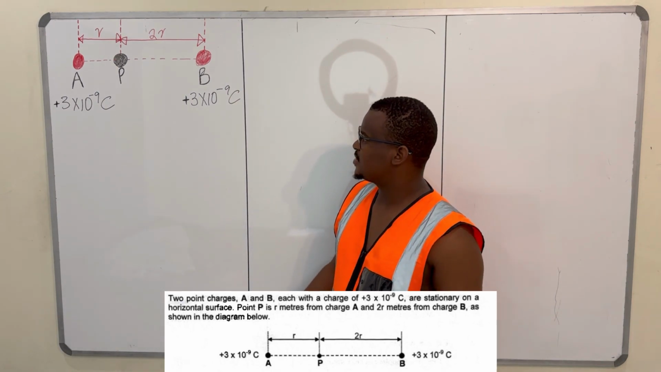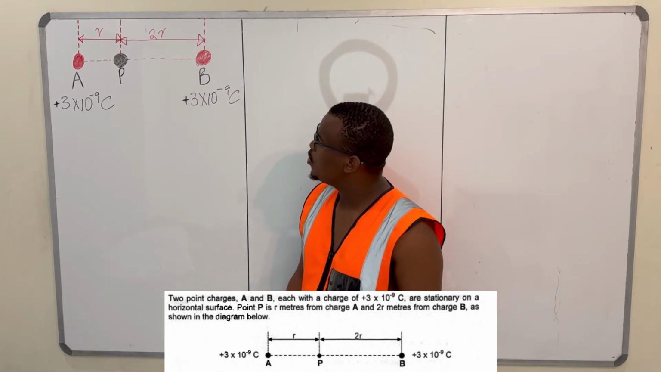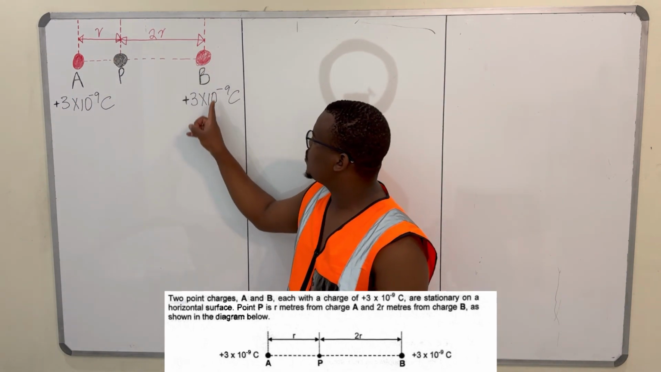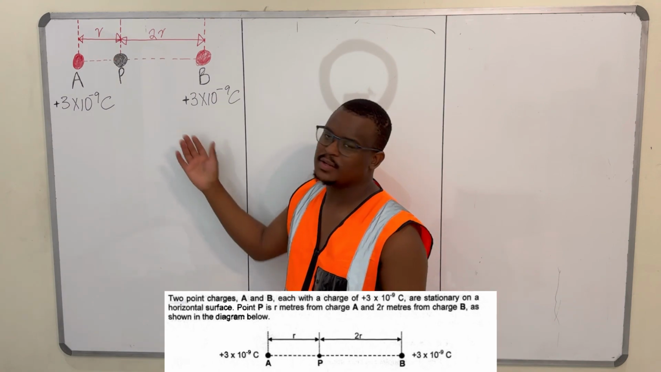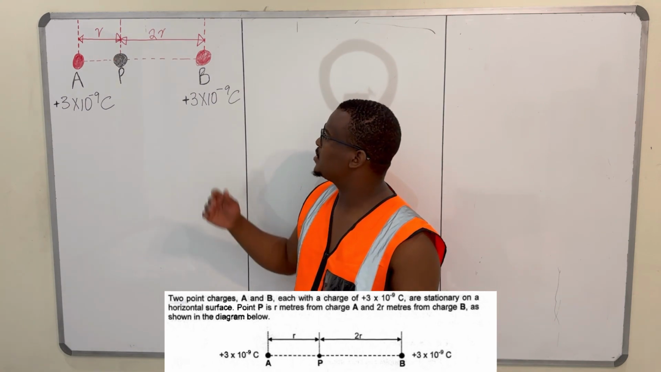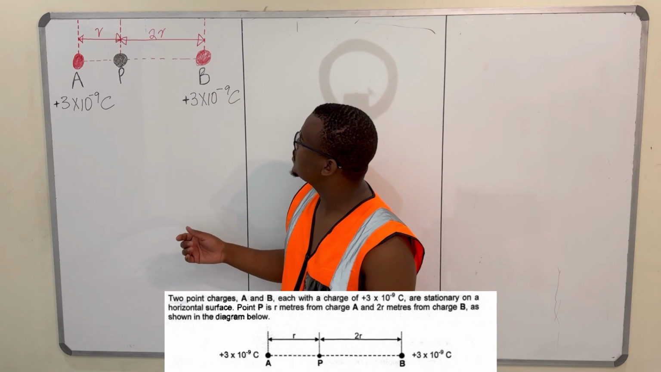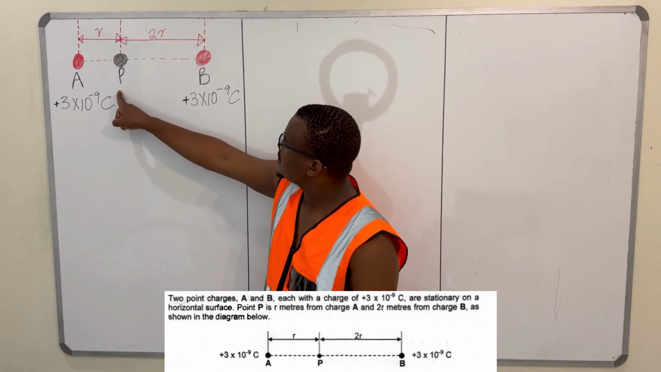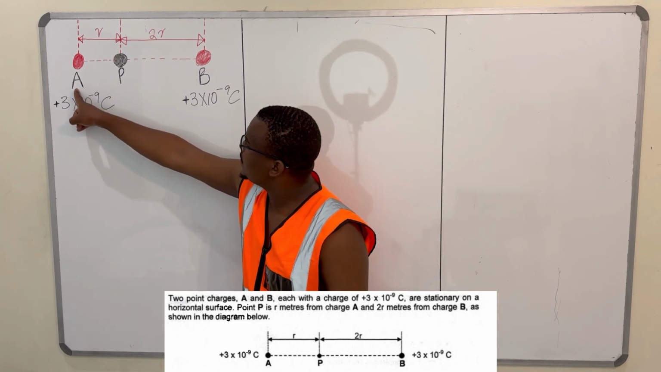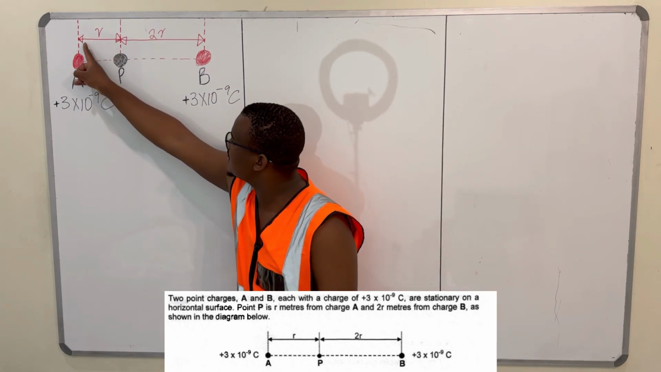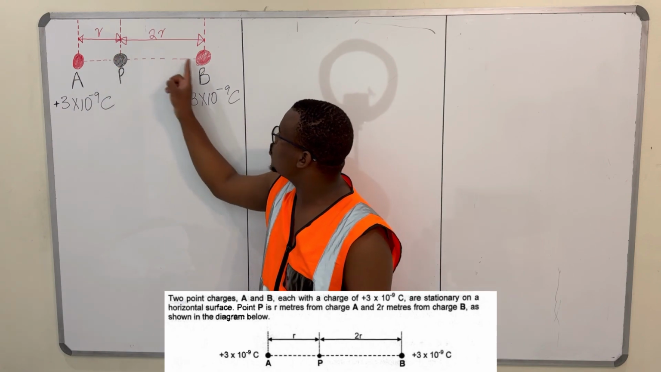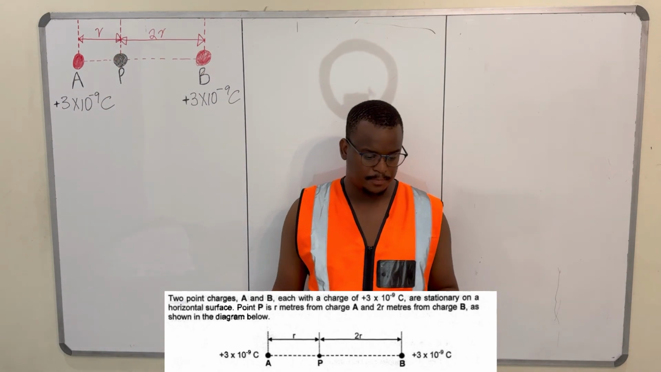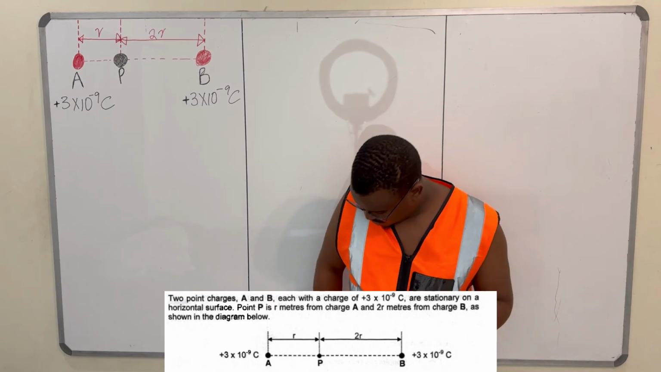So what this statement is telling us, essentially what you can see here, is that we have two point charges, A with this charge and B with this charge, right? So the charges of these point charges are equal. There's a point P in between, such that this point is R meters from A. Here's the distance between P and A, and 2R meters from charge B. That's what they're telling us. No problem. So 7.1.